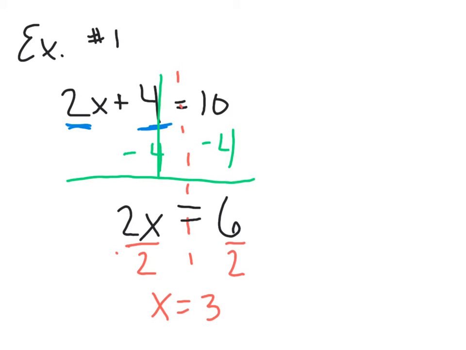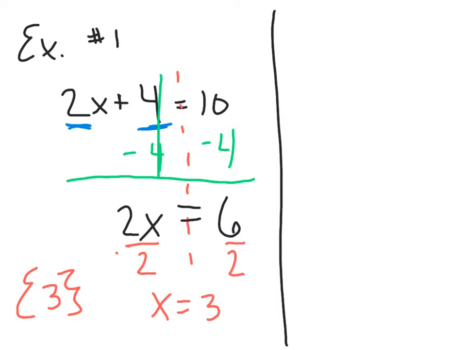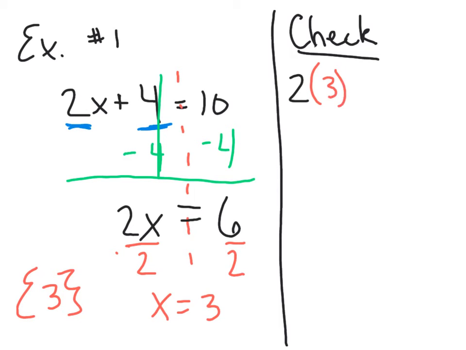Again, we want to write that in solution set. I'll write it on the side over here. The last step is to check our answer. Okay, so make sure you leave some space on the side. We're going to check. So we're going to plug 3 in wherever we see an x. So 2 parentheses 3 plus 4 has to equal 10.